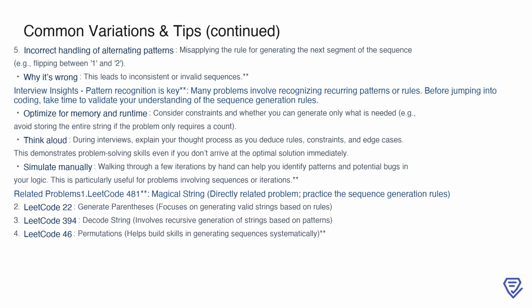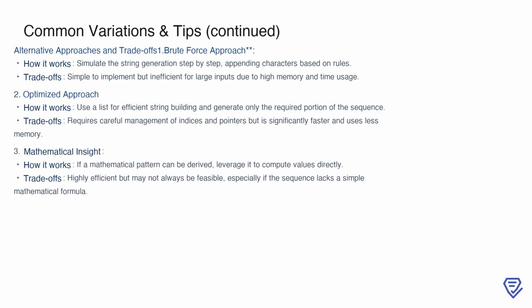There are multiple approaches to solving the magical string problem, each with its own trade-offs. The brute force approach involves simulating the string generation step by step, appending characters based on the given rules. While this method is simple to implement and easy to understand, it's highly inefficient for large inputs due to significant memory and time consumption. A more optimized approach would be to use a list for string building, as lists allow for more efficient appending. This method also focuses on generating only the portion of the sequence that's needed, making it faster and more memory efficient. However, it requires careful management of indices and pointers to ensure correctness.